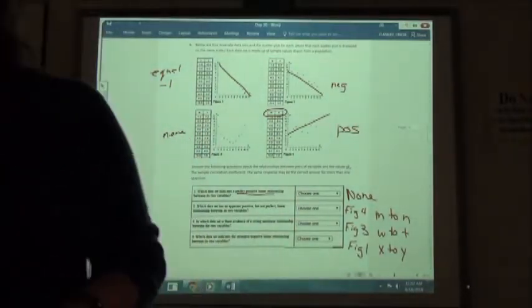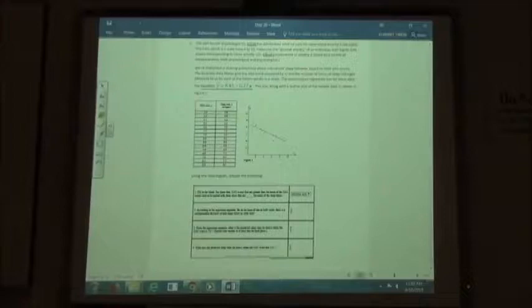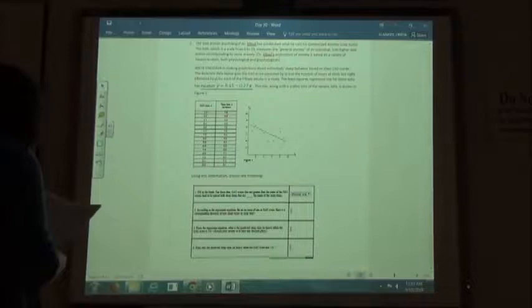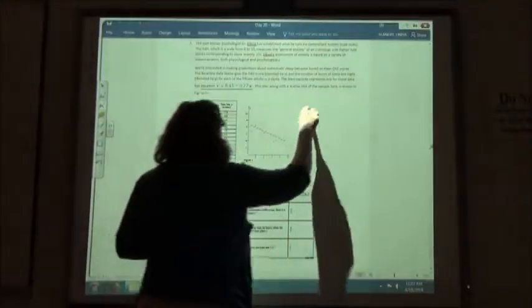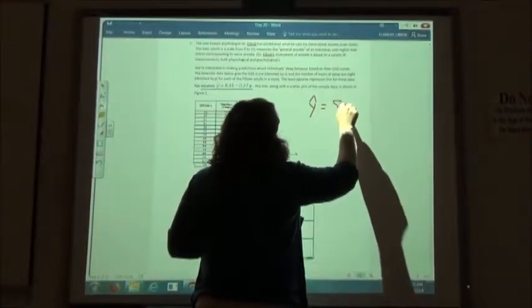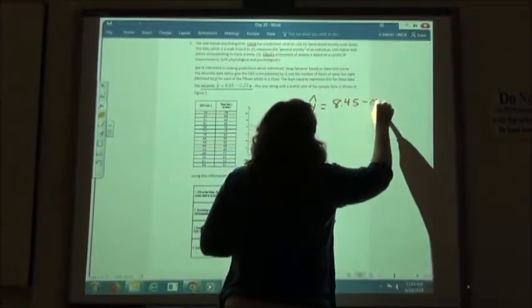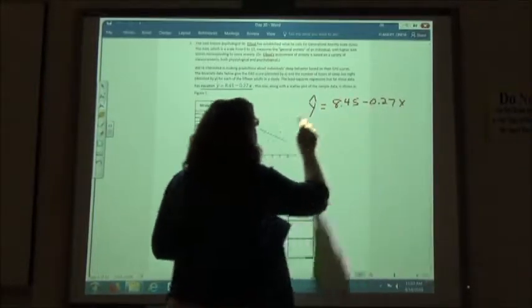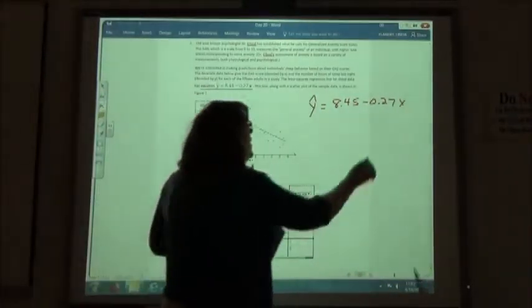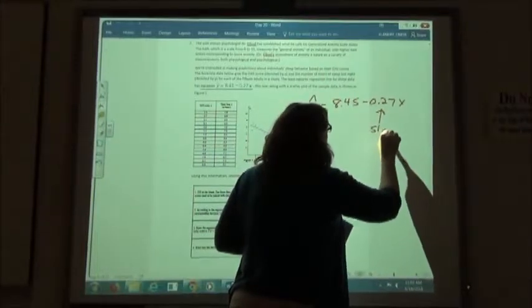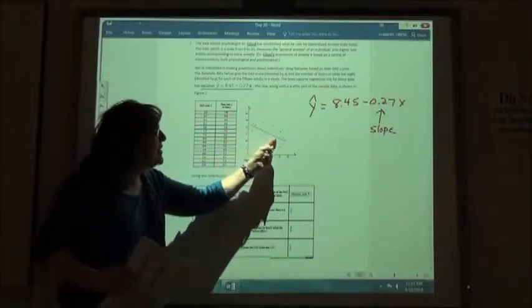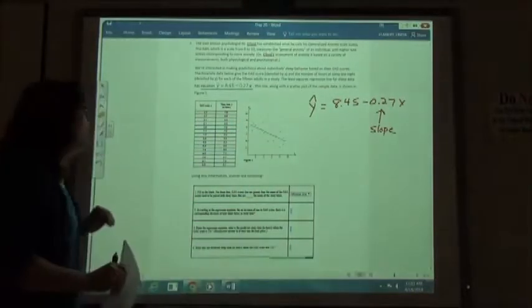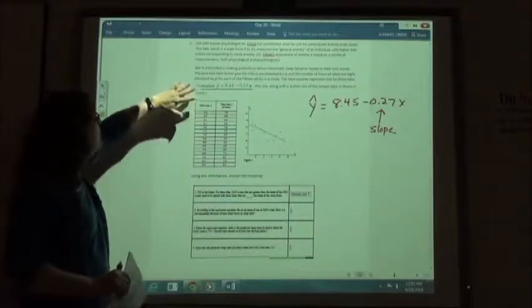All right. Number 7, 8, and 9, we're doing predictions from the least squares regression line. So y hat equals 8.45 minus 0.27x is your least squares regression line. This value right here, the one in front of the x, is the slope of your line. You can see that this line has a negative slope. That's the slope of my line. So what they have here is my table here.